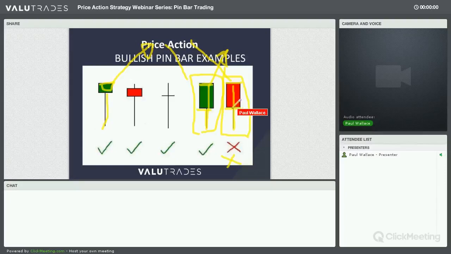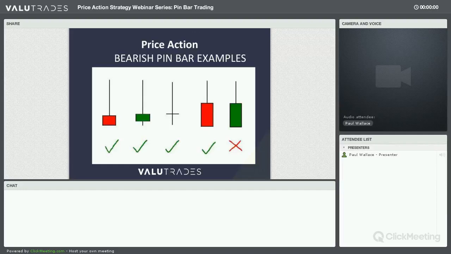If you're looking and thinking about that, the bears are still really in control of that bar. There's still a big strong body on that, so that doesn't count. And on the flip side, what we're looking at is bearish.